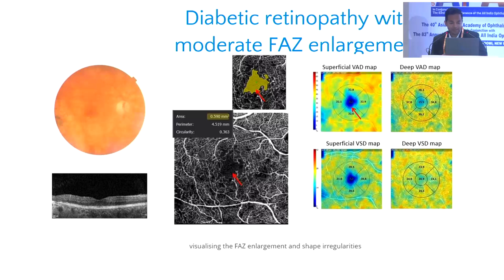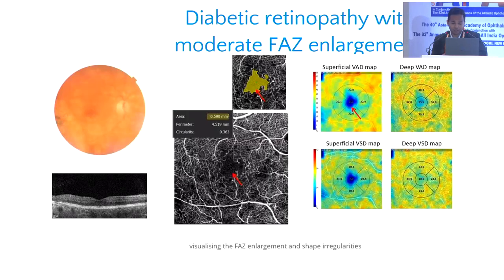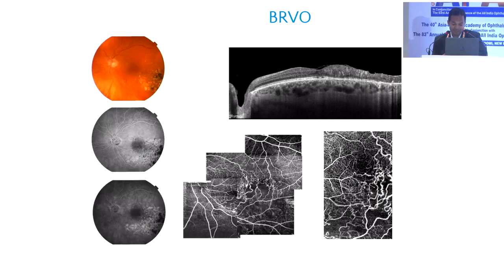For diabetic patients, it comes in use for seeing how there's a foveal avascular zone enlargement, and also seeing where there are potentially areas of neovascularization. So over here, for example, there are areas of absolute ischemia that are visualized on OCT angio.